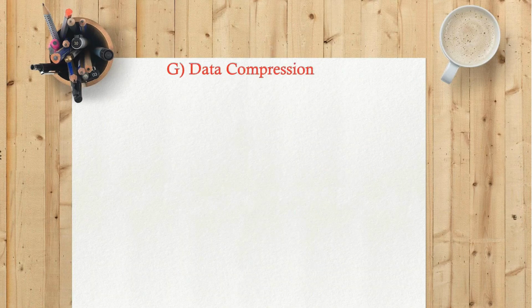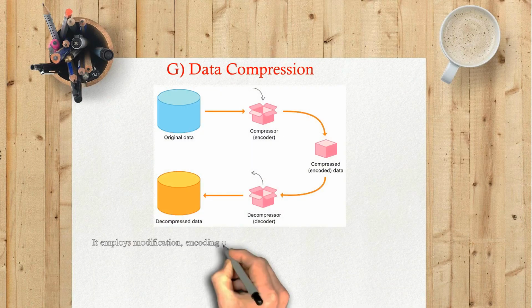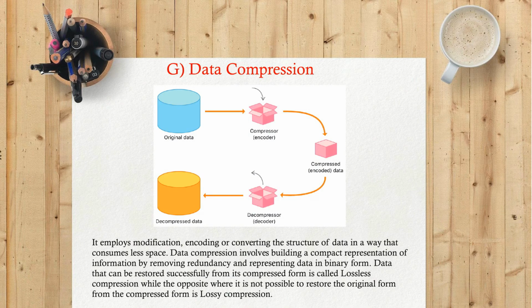G. Data compression. It employs modification, encoding, or converting the structure of data in a way that consumes less space. Data compression involves building a compact representation of information by removing redundancy and representing data in binary form. Data that can be restored successfully from its compressed form is called lossless compression, while the opposite, where it is not possible to restore the original form from the compressed form, is lossy compression.